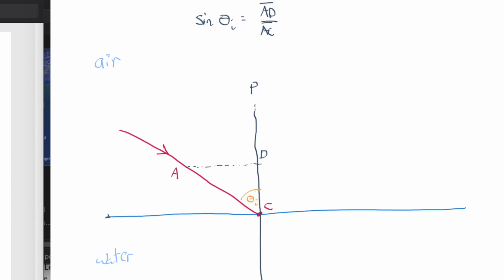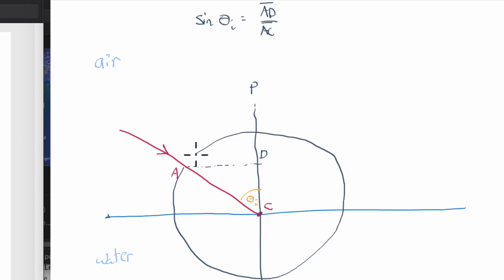So what he's essentially doing here is he's imagining drawing a unit circle. So I'm going to go ahead and try to draw a circle. This is not going to look very good, but that's supposed to be a circle of radius 1. And so if AC has a length of 1, then we know that the sine of the incidence angle, sine of theta I, is equal to the line segment AD. And that's exactly what he's saying here. So we let fall, therefore, upon the perpendicular CP, the sine of incidence AD.